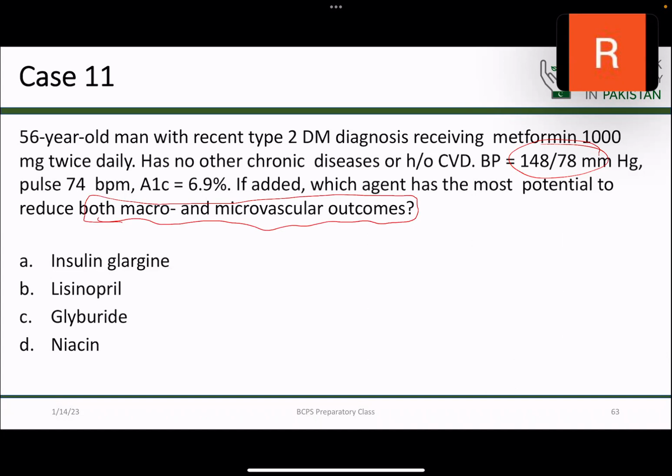So the agents given here, which one could reduce microvascular and macrovascular complications? So obviously the BP is beyond the goal. So we have to reduce the blood pressure, and for reducing the blood pressure, if the BP is 148/78, that is beyond our expected range. So we can add lisinopril in this patient to bring the blood pressure below 140.